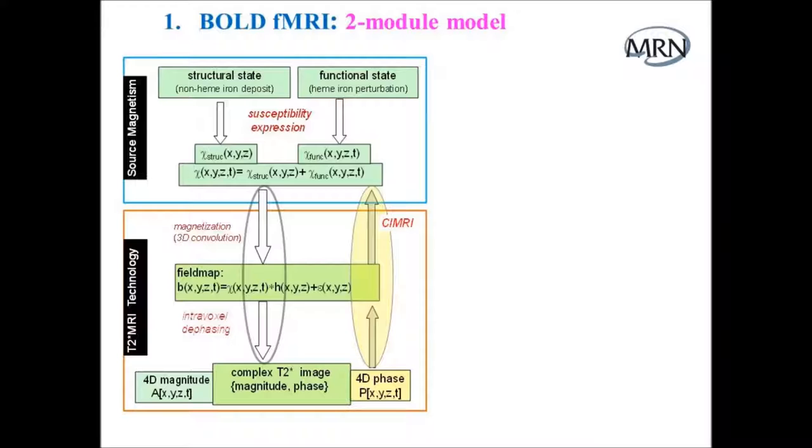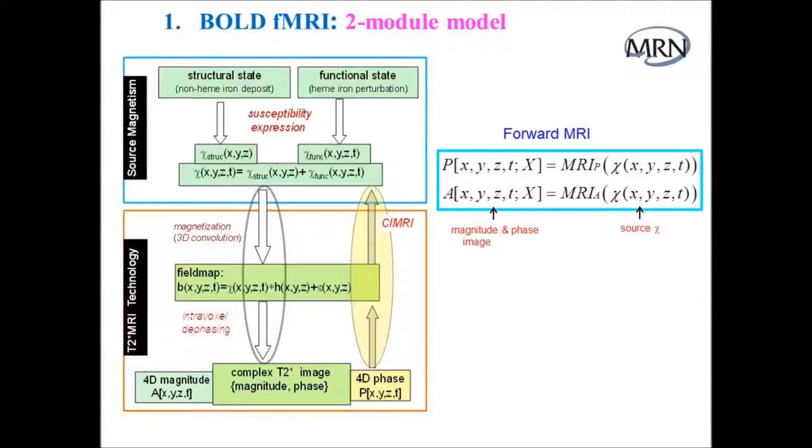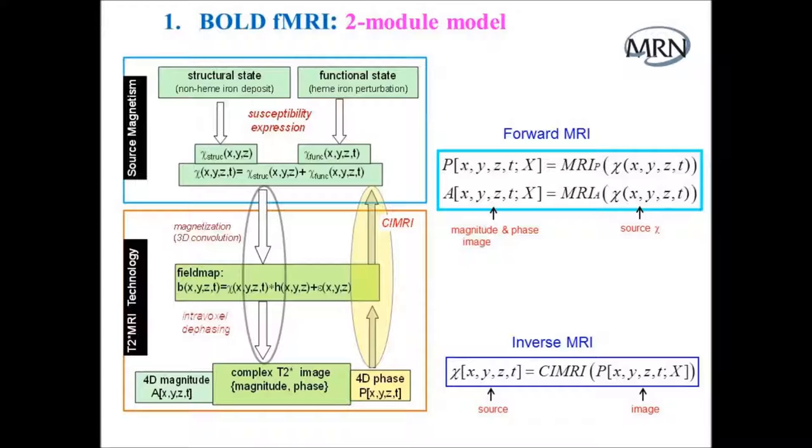In the machine simulation we get this result, and then my job is to go back from here to here, back to the source. This is the inverse MR. So the forward model generates the magnitude data and the phase data, the magnetic imaging and the phase imaging by MR. My job is inverse MR: from phase, just from phase, not from magnitude, get the source.